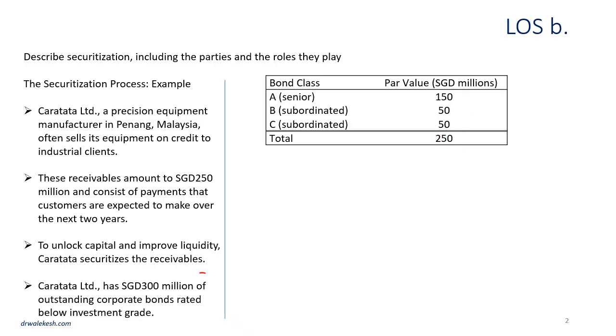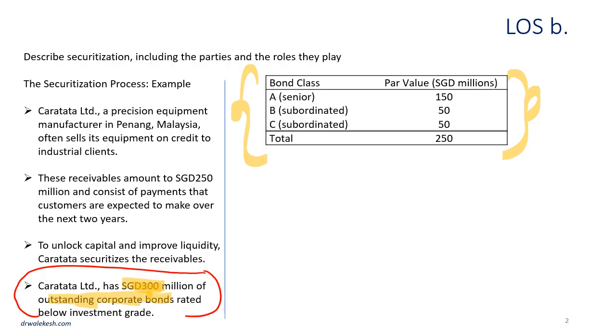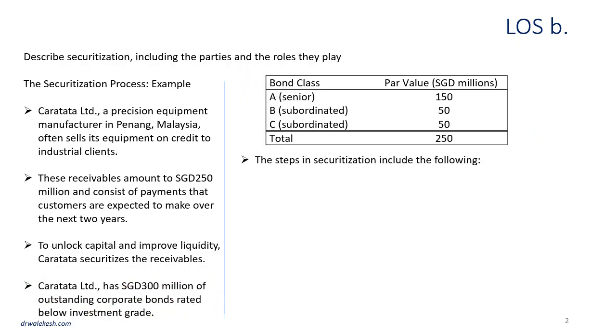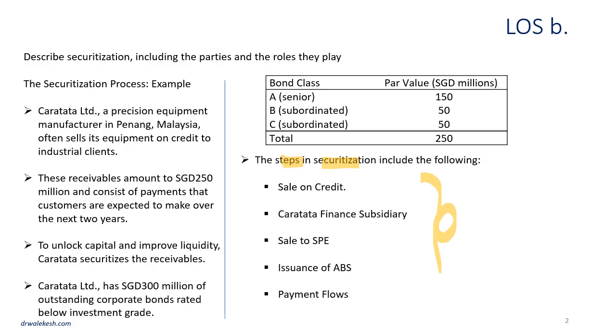It is also worth noting that this company C, outside this securitized receivable, has 300 million outstanding corporate bonds rated below investment grade. So the steps in securitization is what we want to look at, and these are the steps in securitization. We will discuss this in subsequent slides.